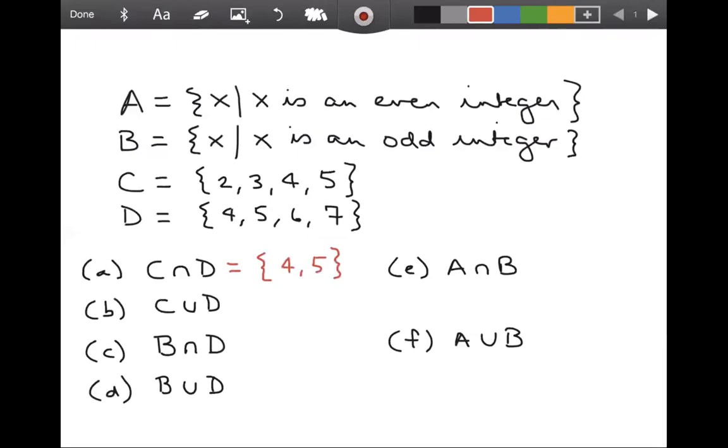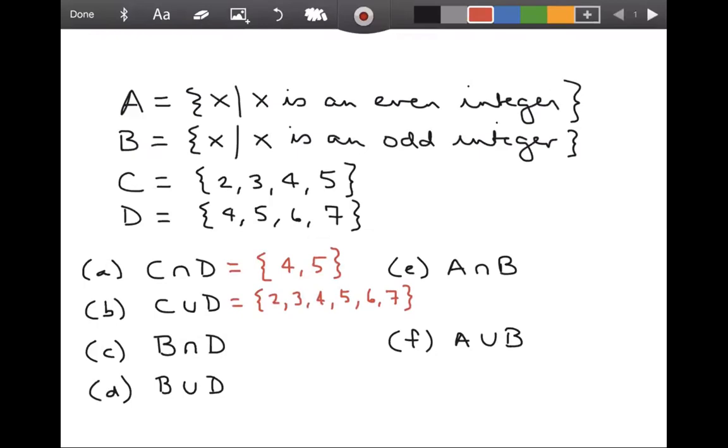C union D contains all numbers that belong to either C or D or both. So that would be all of the numbers that you see listed in either set. 2, 3, 4, 5, 6, 7. Notice I'm only writing the numbers 4 and 5 one time. When we list the elements of a set, we never repeat. And also the order that you list the elements of a set does not matter. So I don't have to list them in that order. When we're talking about numbers, I do tend to list them in numerical order, but you don't have to.